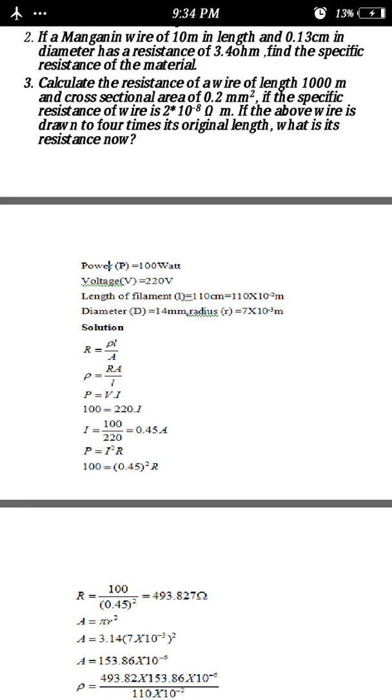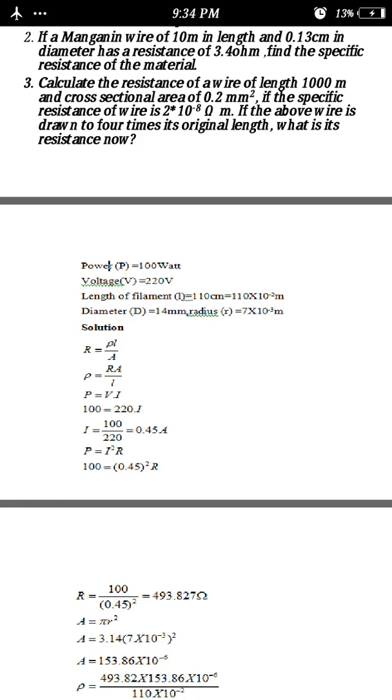The formula, that is R is equals to, already we discussed that R is equals to rho L by A. In this term we have to determine the value of rho, that is specific resistance, which is equals to capital R A divided by L. The given values are P is equals to V into I, that is power formula.